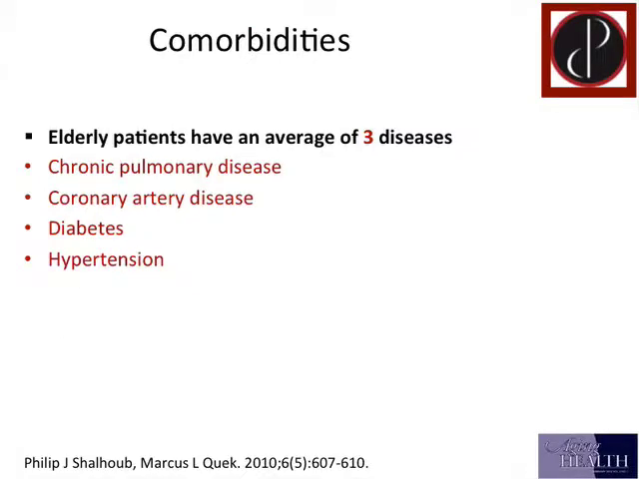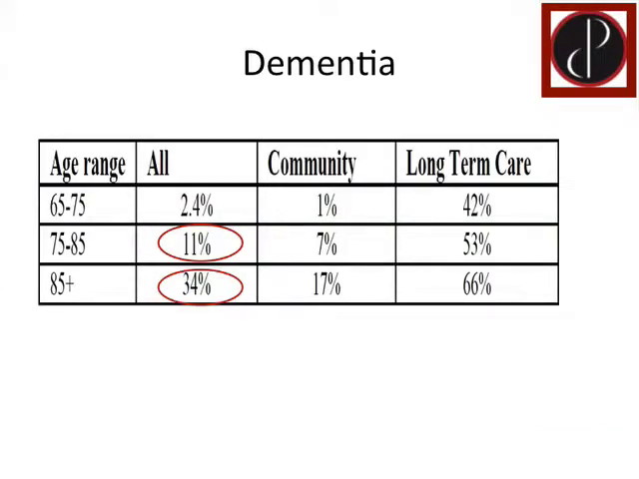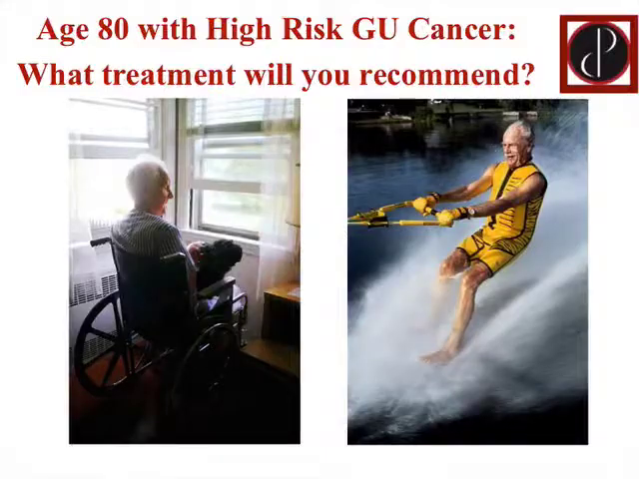So talk about comorbidities. Elderly patients have an average of 3 diseases: CAD, COPD, diabetes, hypertension. And interestingly, at the age of 75, 11% of the community is actually demented, and it would be 53% when you look at patients who live in a long-term care facility. At the age of 85, it's 1 out of 3, and it could be 2 out of 3 when they are living in facility care.